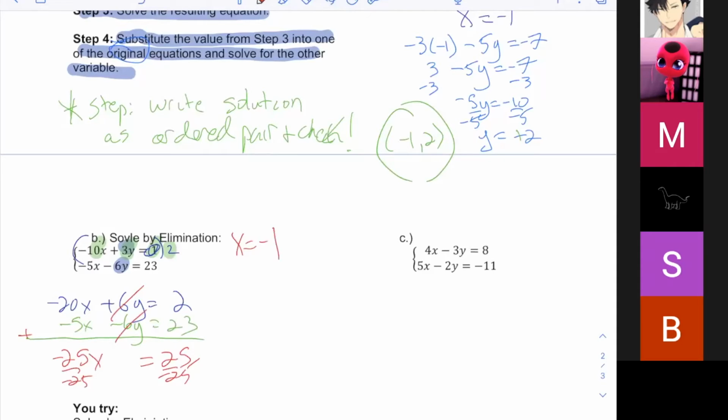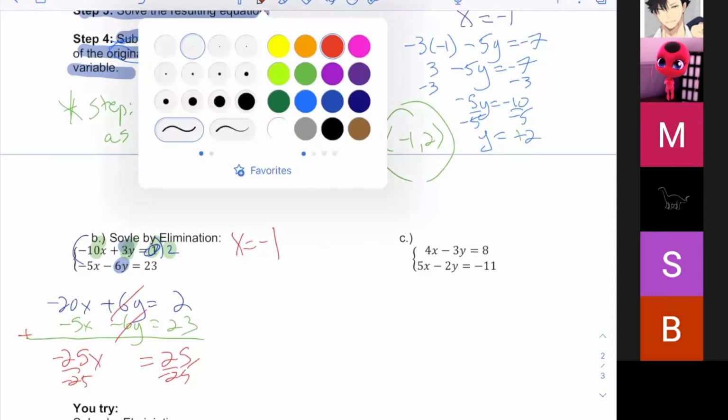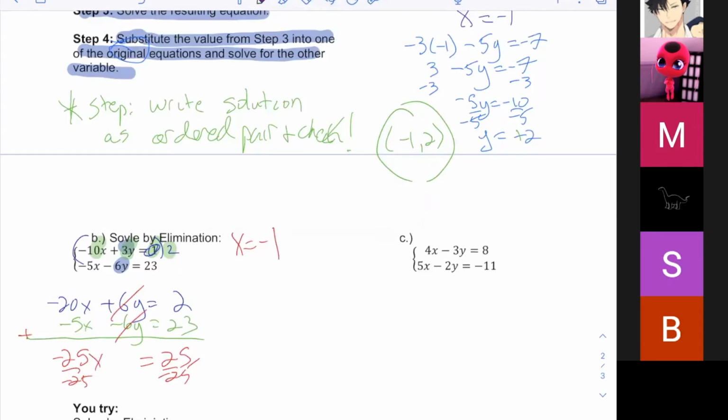And to find y, I just substitute it into any of the original equations. Remember, it's the word original that I need. So, Jody, which equation do you want to substitute into? The first one or the second one? Okay, second one, let's do it.